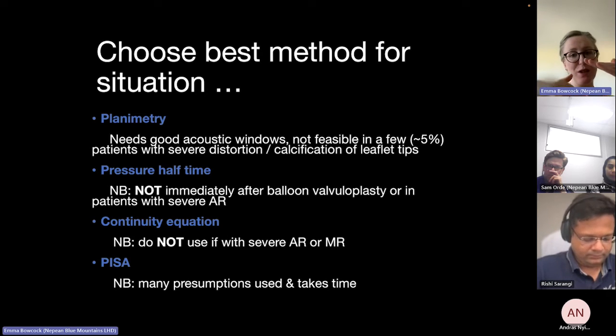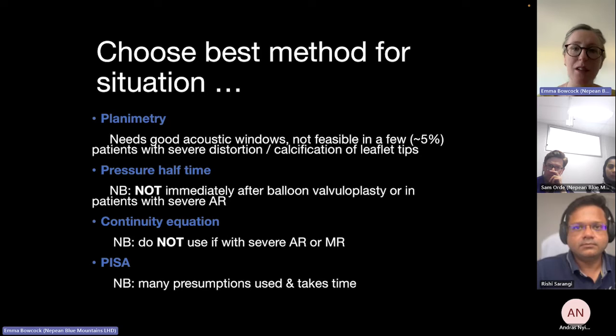If it's going to take ages for your LA and your LV to come back and equalize their pressures, anything that's going to do that is going to mess up the pressure half-time, therefore mess up your MVA. As I said, the continuity equation we can't use with AR, MR. It says severe. I'd be cautious using it with anything above moderate, really. And then PISA, again, takes a bit of time, lots of area for error, and I wouldn't advise using it, especially starting off in echo.